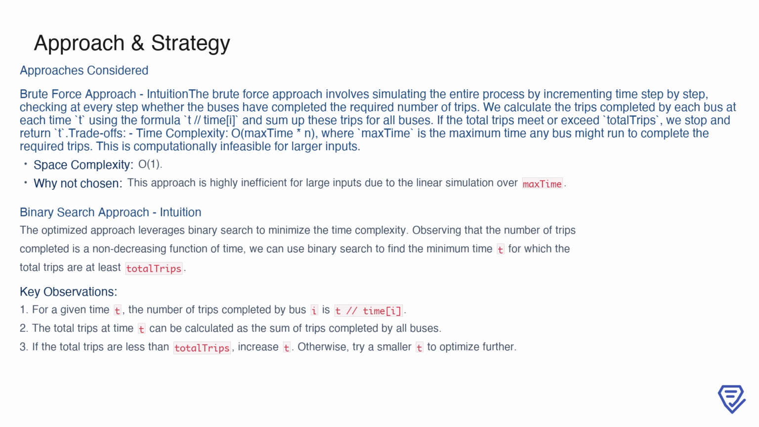However, this approach has significant drawbacks. The time complexity is O(max time * n), where max time could be extremely large, representing the maximum time needed for any bus to complete all required trips. This makes the approach computationally infeasible for large input sizes, even though it has a constant space requirement. Because of its inefficiency, this method is not suitable for solving the problem at scale. Instead, we need a more optimized strategy.